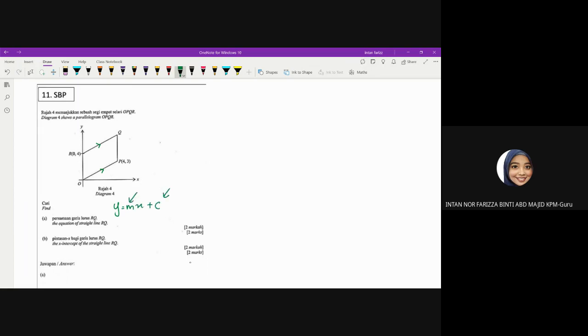So we know the c already. What is c? c is the y-intercept of the line RQ. That means if we look at the line RQ, it intersects the y-axis at this point here. So that means this is 4. Okay, that is 4. So how to find the value of m?